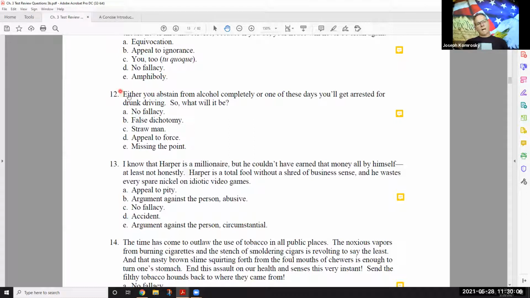Anytime you see an either-or, you have two choices, either A or B. In chapter 1, we talked about this disjunctive syllogism. You have two choices, you eliminate one, then you have the other. That's totally awesome logic, right?